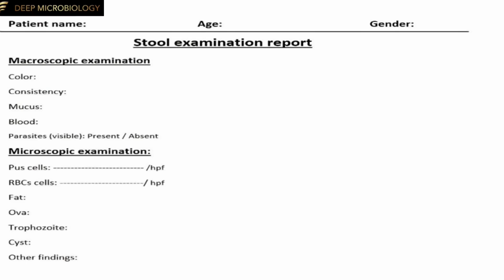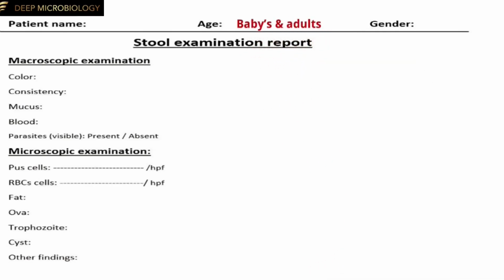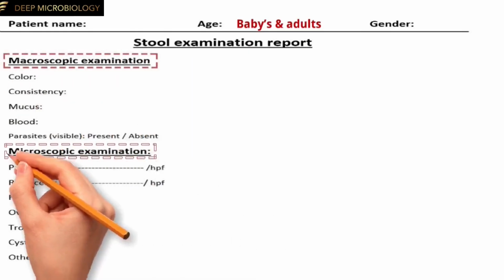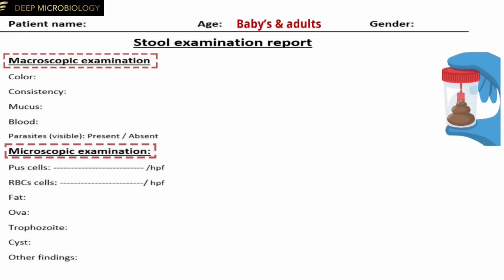The general form should begin with basic patient information including the patient's name, age, which is important for distinguishing between babies and adults, and gender. The stool examination report is typically divided into two main sections: macroscopic and microscopic examination. Macroscopic examination involves the visual inspection of the stool sample with the naked eye.